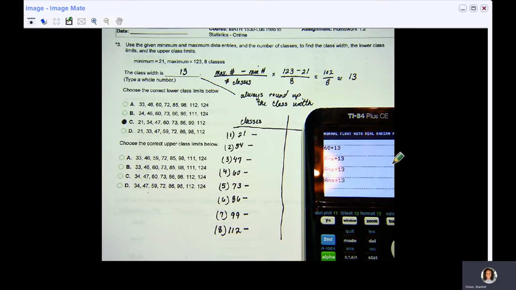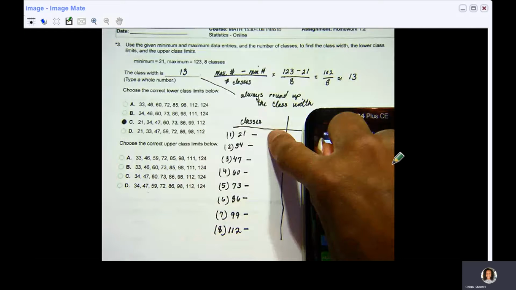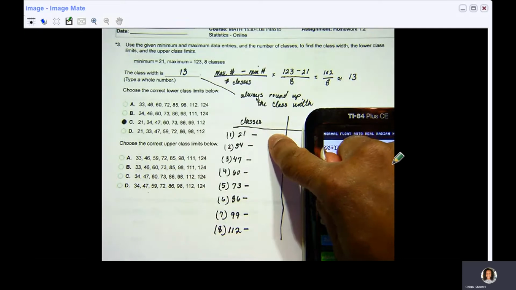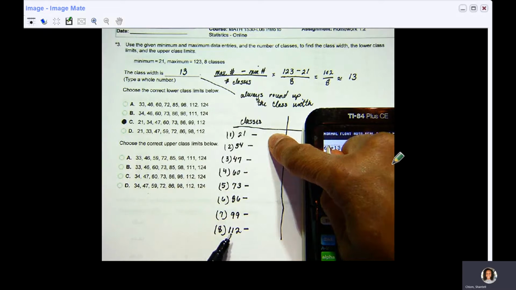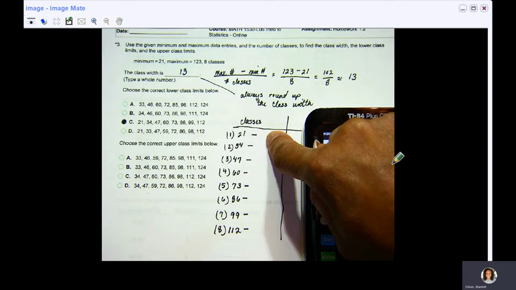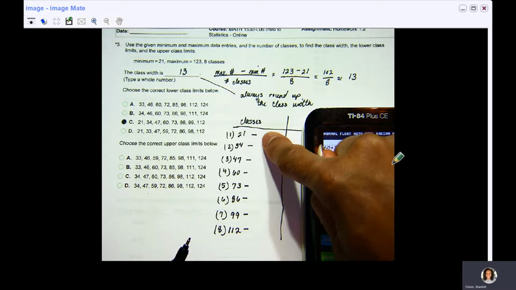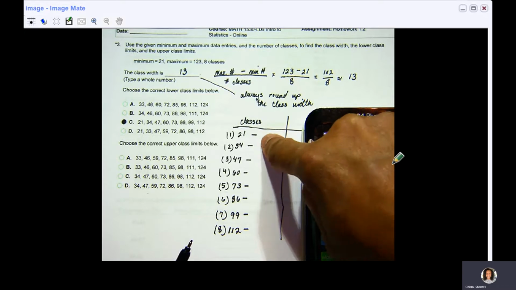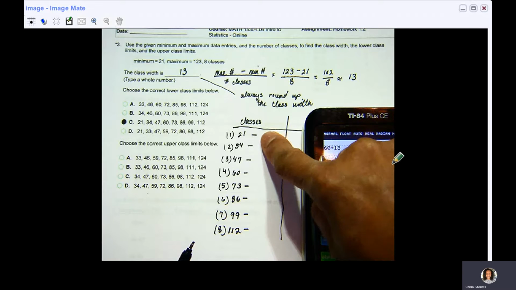Please do not make this mistake. Do not think that the first upper limit would be 123. Now, would that make any sense? Okay, that first class starts at 21. The last class starts at 112. So there's no way that first class can go from 21 all the way to 123. Not when this one begins at 112. So do not make that mistake. I swear every semester someone makes that mistake and they'll put the maximum number right here for that first class upper limit. And that's not what you do.